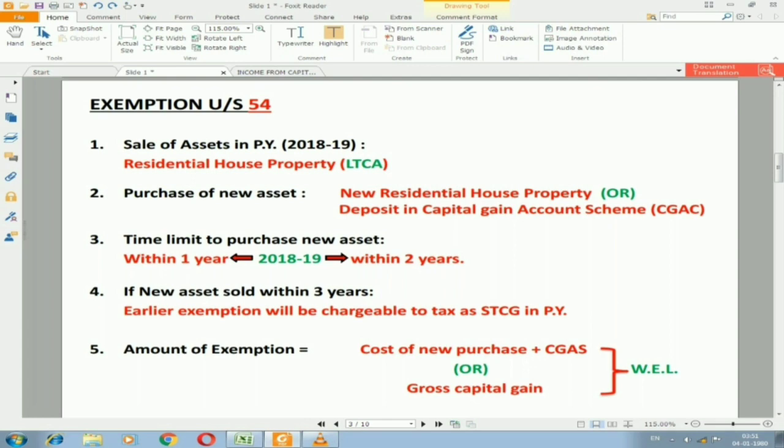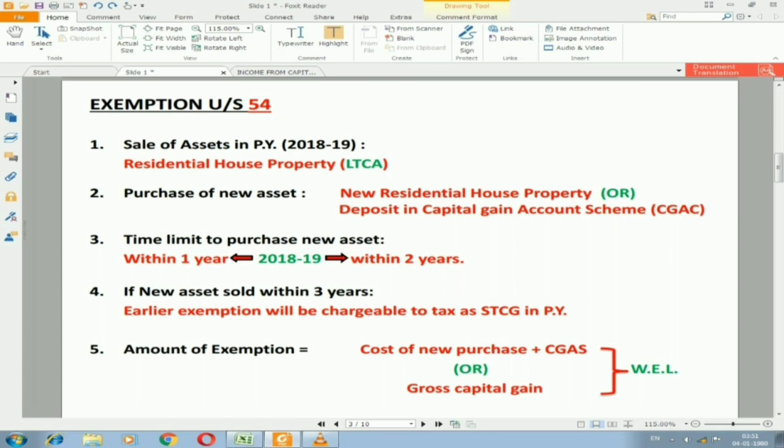The third condition is the time limit to purchase a new asset. There will be a time limit in order to make that investment. What will be the time limit? Let us see. Within 1 year, 2018, within 2 years. I have also given the arrow mark, please understand it.